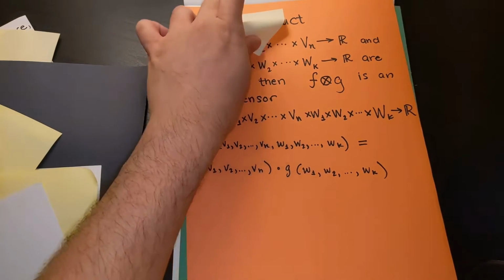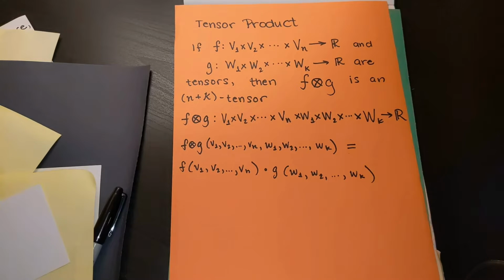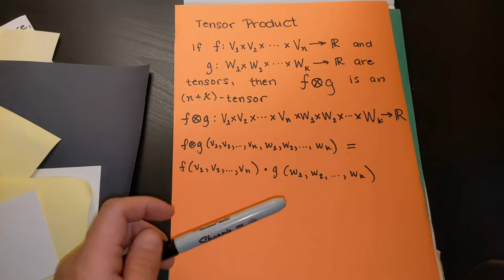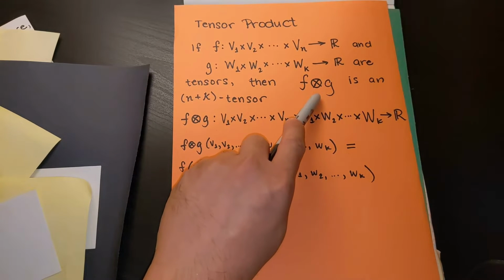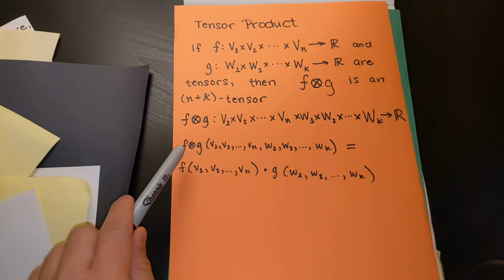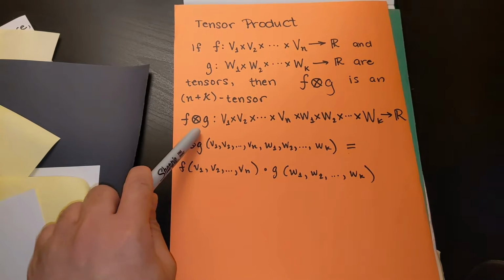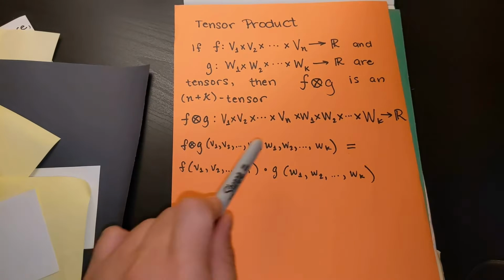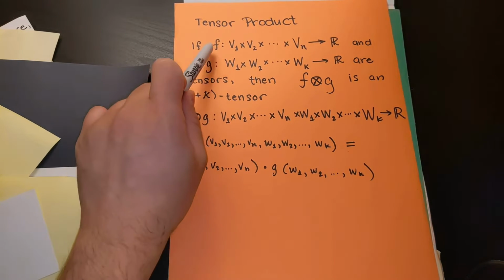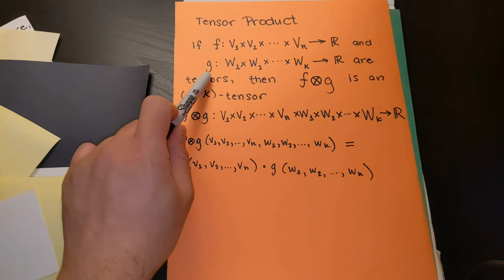And we use it like this. If F and G are tensors, then F tensor product with G, that's how we read it, is an n plus k tensor. How do we plug vectors to F tensor G? We take the first n vectors, plug them to F, take the rest of the vectors, plug them to G, and then multiply them.